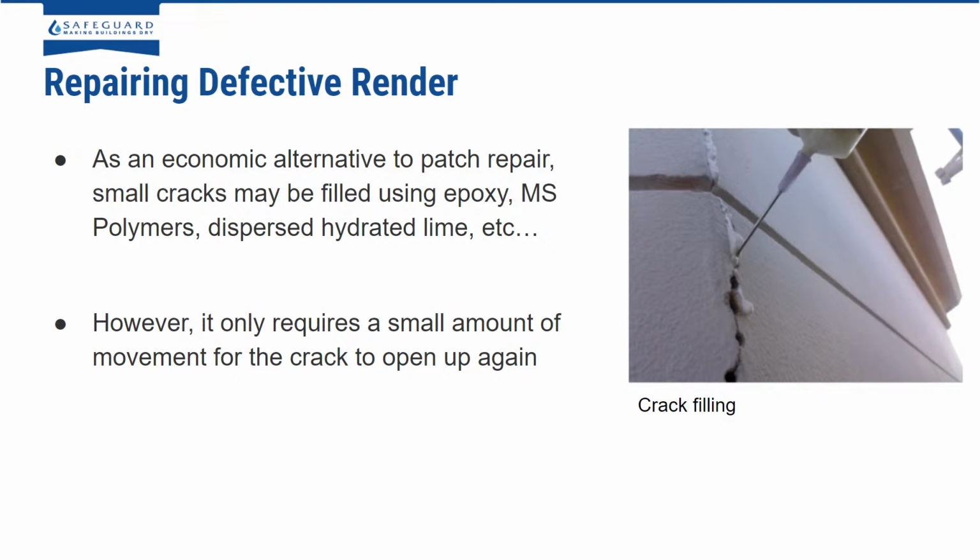But for quite small cracks in filler, it can also be an alternative to do a sort of patch repair. So small cracks can be filled using epoxy or MS polymers, or dispersed hydrated lime. These are quite good for any small areas where you just need to block the rain getting in. But it only requires a small amount of movement within the wall for that crack to open up again. So it is always a short fix, so be aware of that.